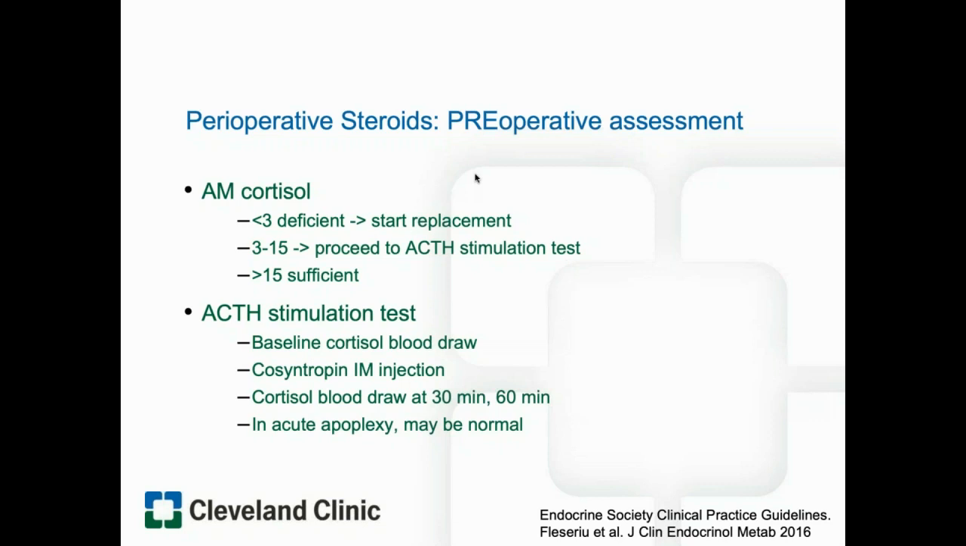So what is that? That's a 1-hour test where the patient will have a baseline cortisol blood sample drawn, and then they are given a synthetic version of ACTH, cosyntropin, and then we recheck to see the body's response in producing cortisol at 30 minutes and 60 minutes. And we want to see an appropriate rise in the level of cortisol. One thing to consider is that in a patient who has an acute apoplexy, where there may be an acute change in the pituitary function, this ACTH stimulation test can sometimes be falsely normal.